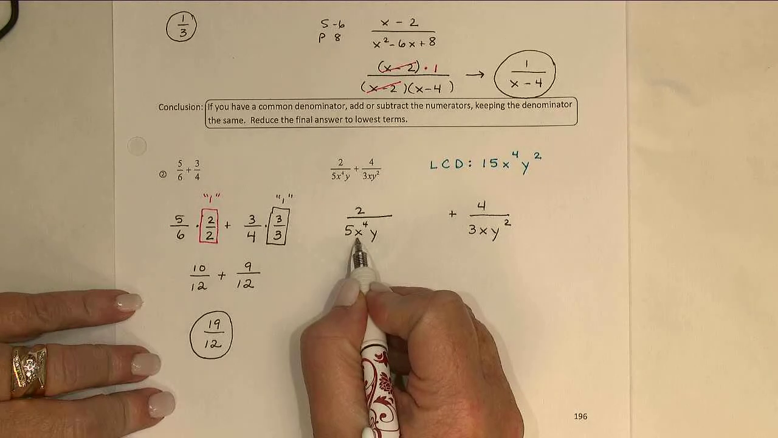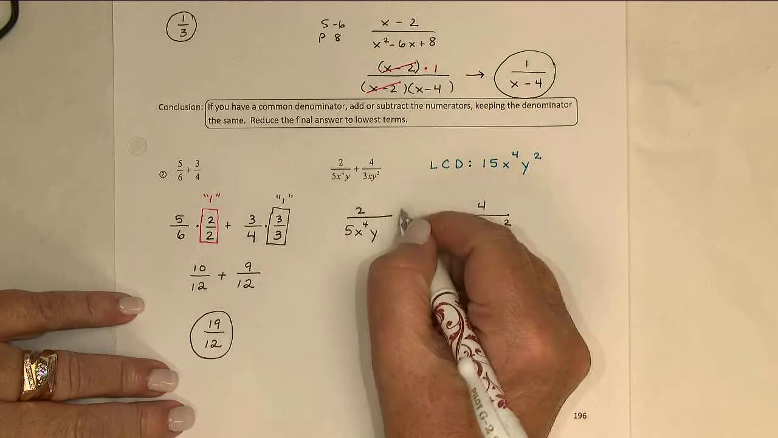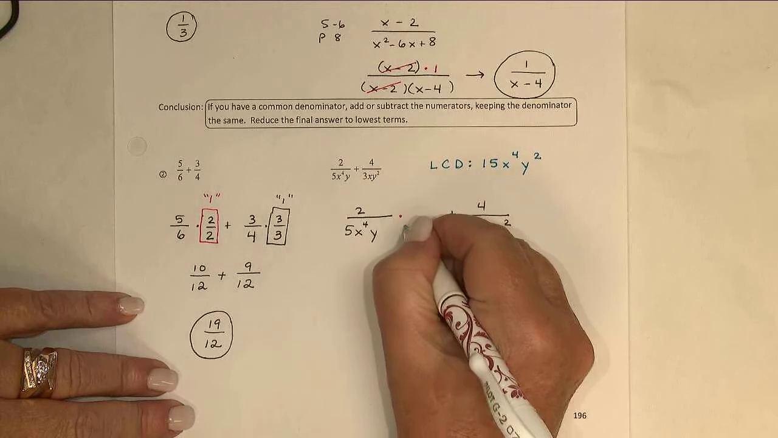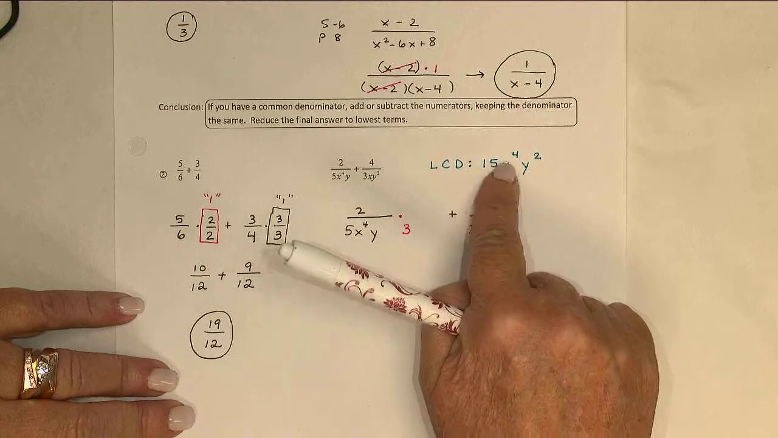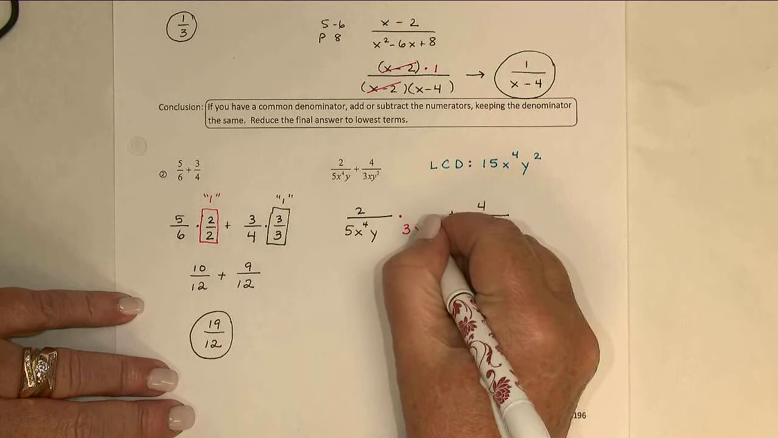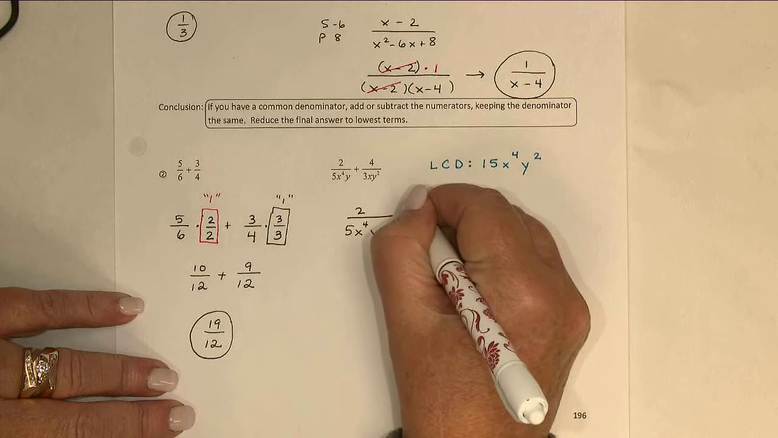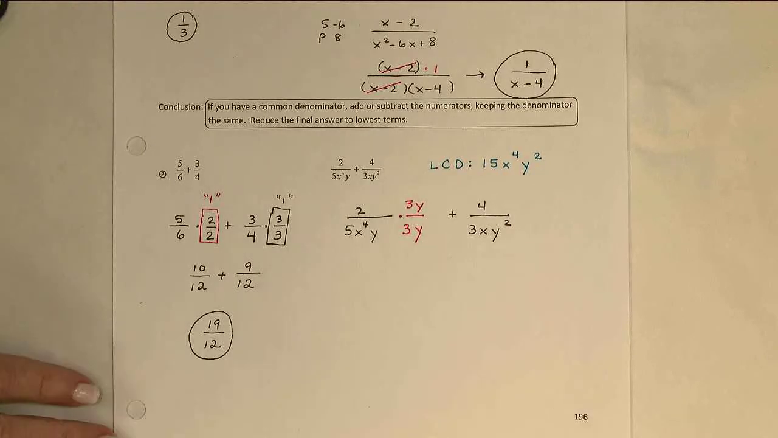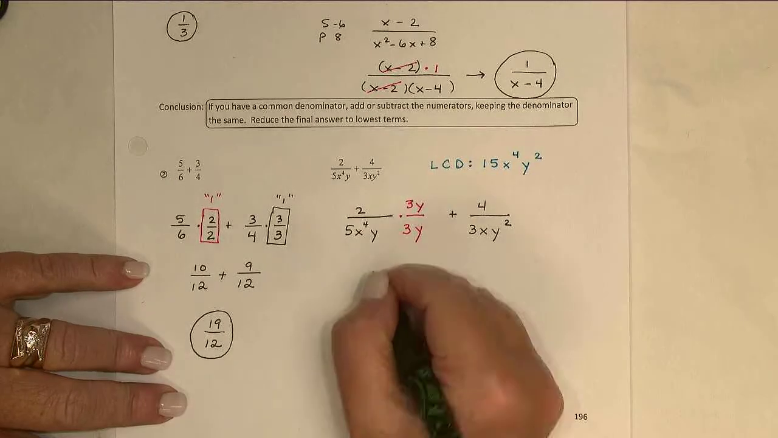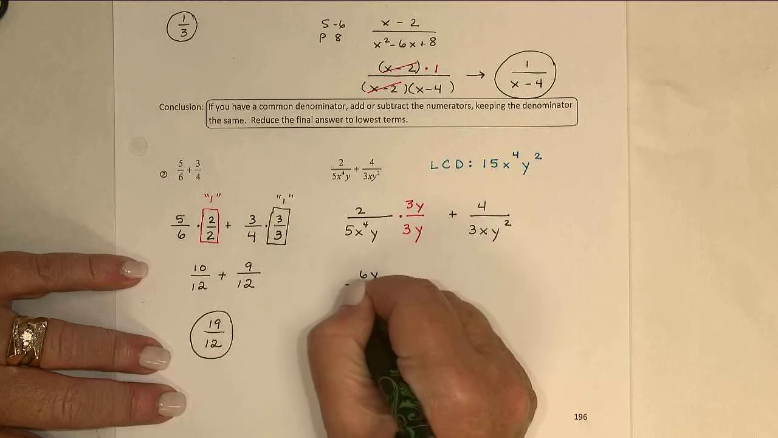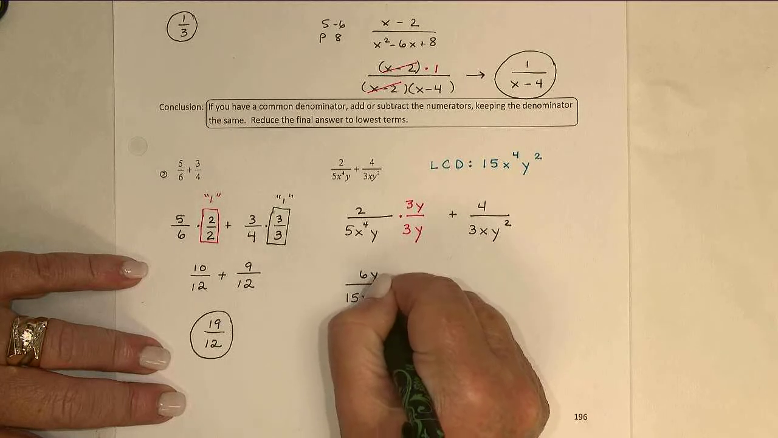If I compare the denominator I already have to what I want, I can see I would have to multiply the 5 by 3. X to the 4th is fine, but I need to multiply by another y. I have to multiply by a form of 1, so 3y over 3y. That makes my first fraction 6y over 15x to the 4th y squared.